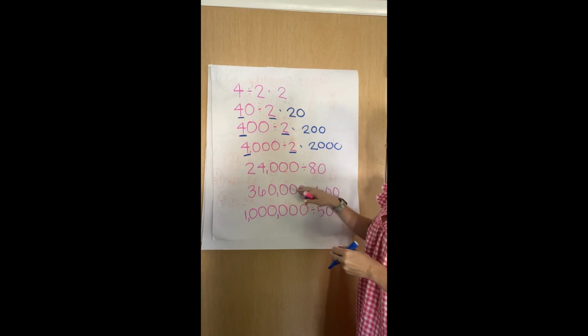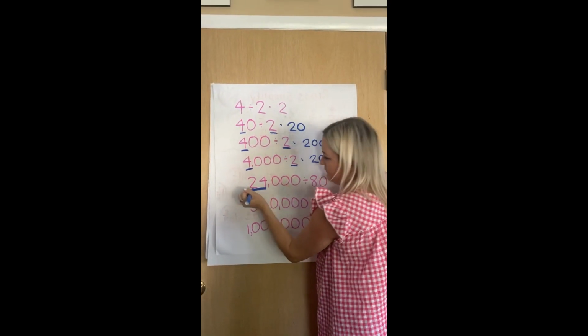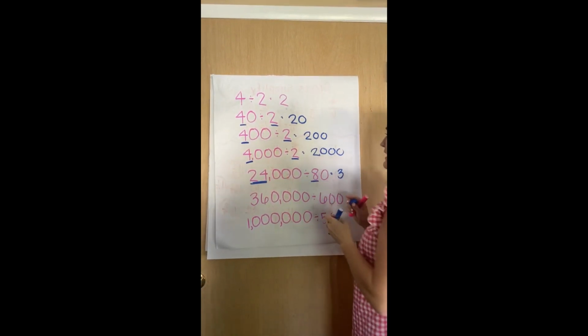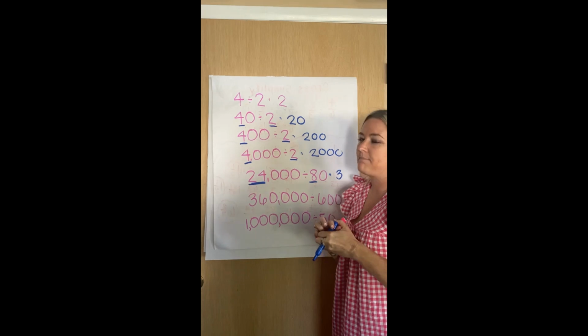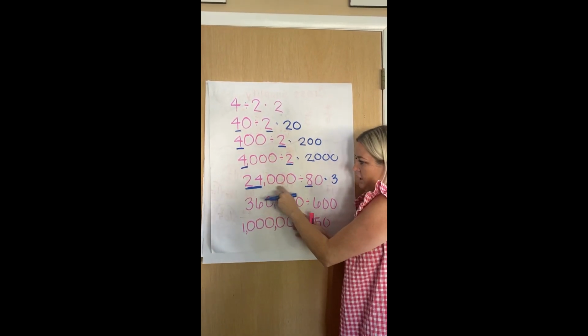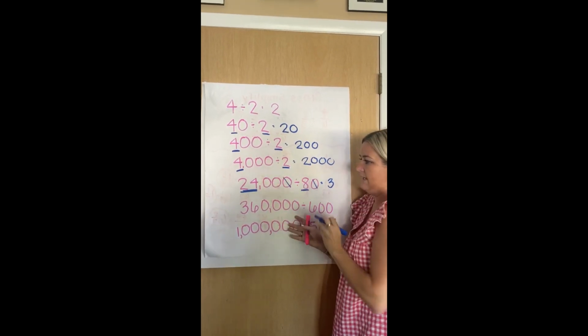So if I have 24,000 divided by 80, I have 24 divided by 8, which is going to give me 3. Now, this is a trick. I'm sure you remember it, but it's how I always remember. So I have 3 zeros here and 1 zero here. So I always say this zero and this zero will cancel out.